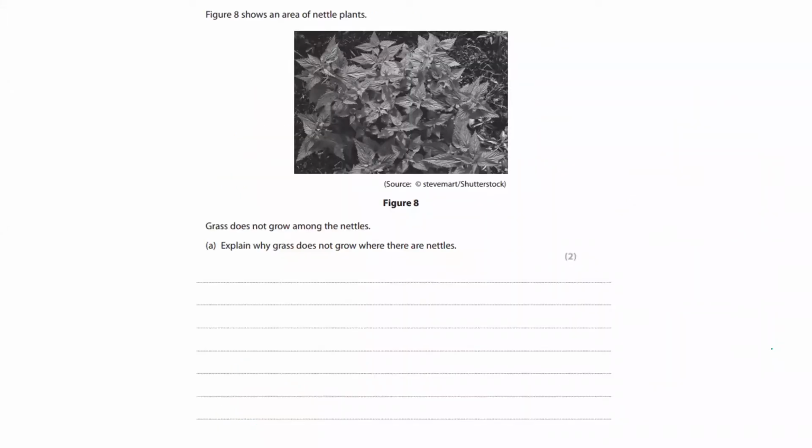Figure 8 shows an area of nettle plants. You probably know them as stinging nettles. Grass does not grow among the nettles. Explain why grass does not grow where there are nettles. There's a few reasons here, isn't there. The nettles would block the light, wouldn't they?